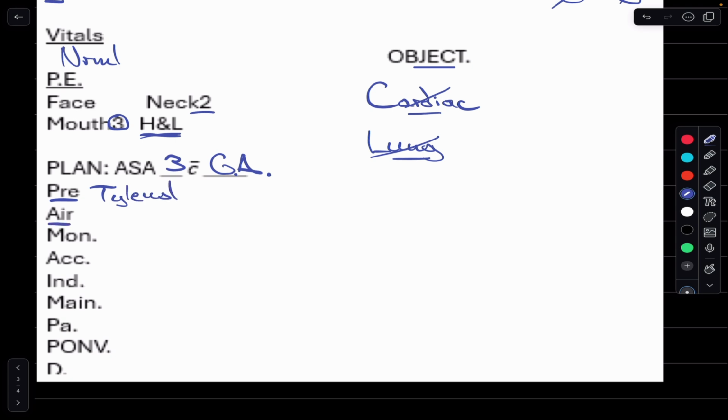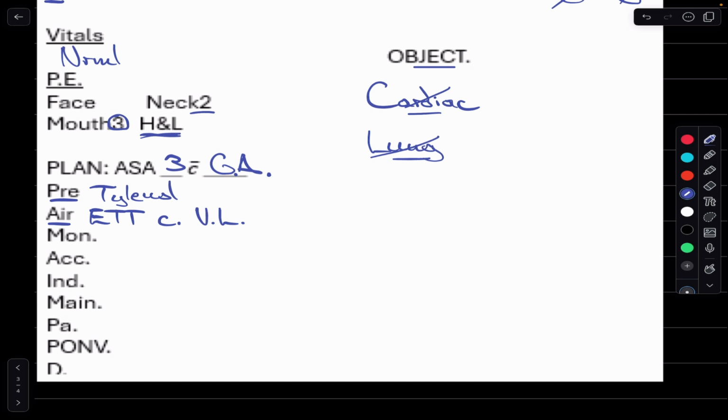AIR stands for airway. So how are you planning on managing their airway? Well, for this patient, since they're having a laparoscopic surgery, we'll say endotracheal tube. And then another piece you can add on to that is, for the sake of this video, we'll say with video laryngoscopy, because of their obesity, that could make them a more difficult airway.